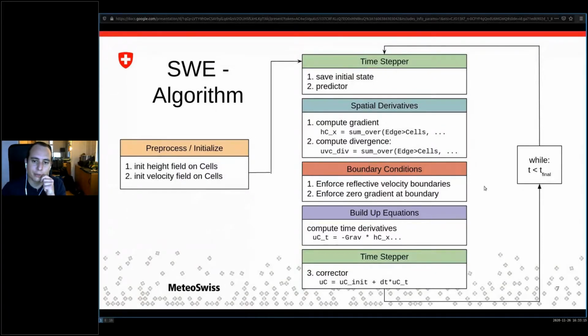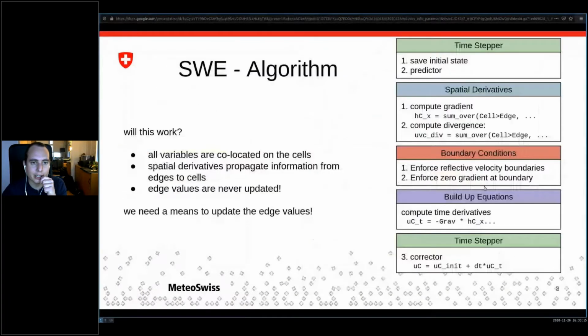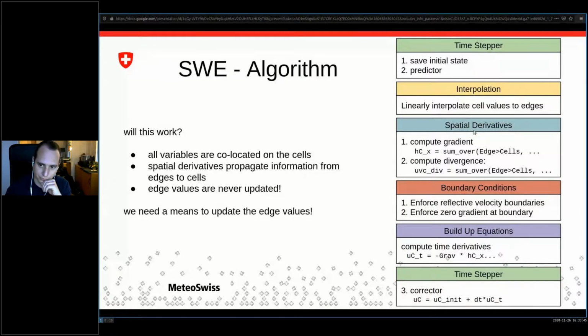Then you can try to implement this and stare at it for a while, and you will notice that this is not working. Basically, nothing is happening. If we look at the flow of information in this algorithm, we see that we have stuff on edges and we pull it to the cells, but then this is never communicated back to the edges again. So we would essentially always only execute the first time step if you did it like this. So we need an additional block, an interpolation block.